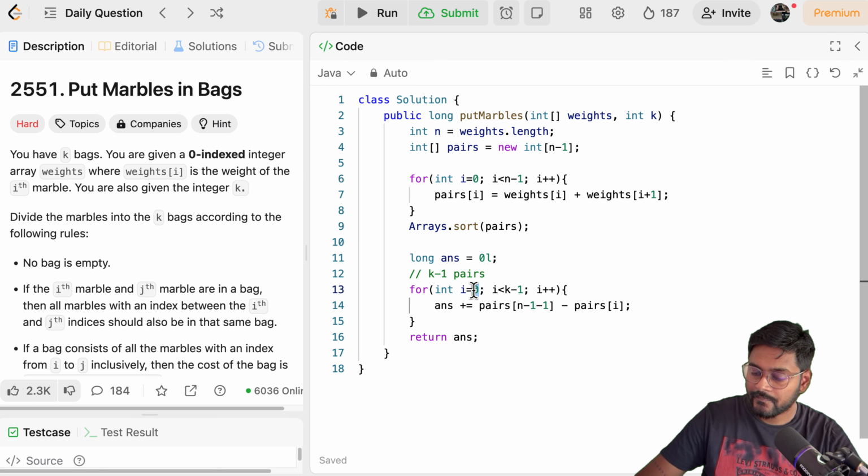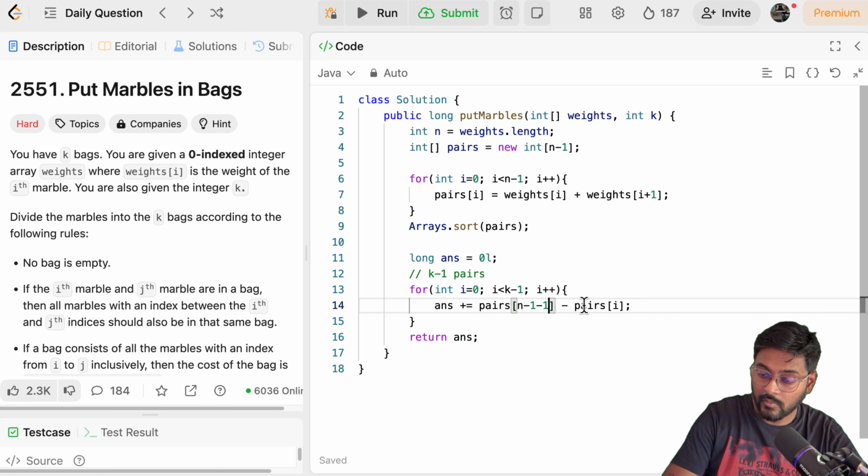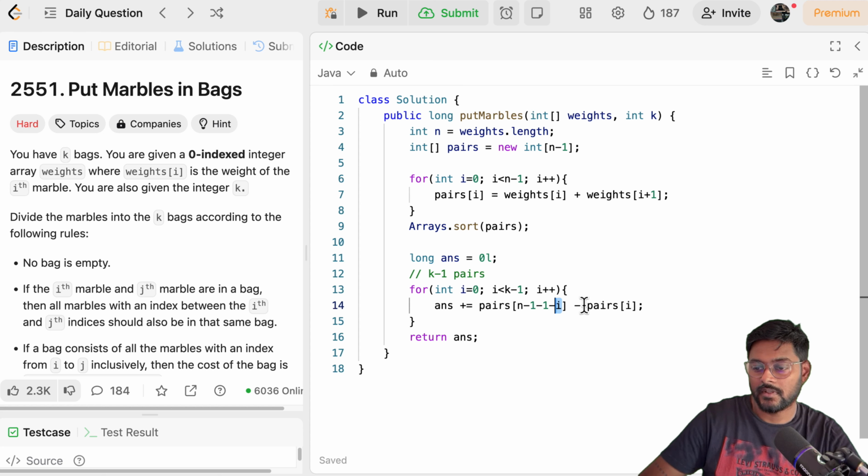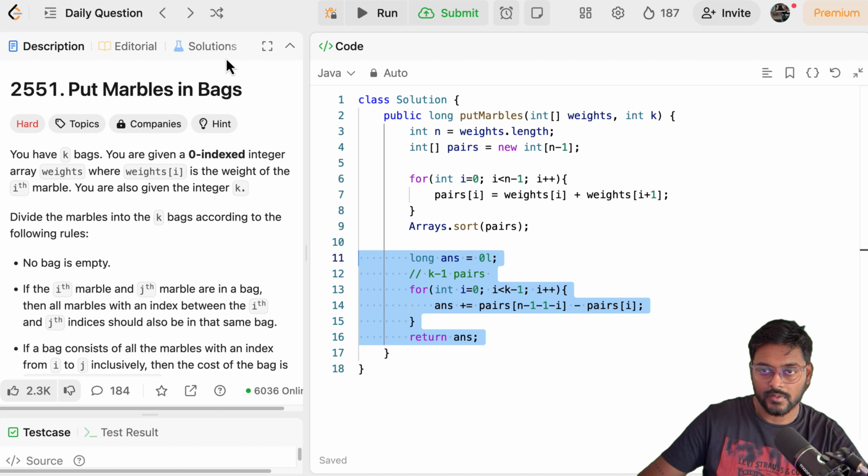See, for i equal to 0, I need to pick the last element, and for i equal to 1, I need to pick the second last element. For i equal to 2, the third last element, like this. So here I'm picking k minus 1 elements from the starting. Now this answer will ultimately give me the maximum score minus the minimum score, because the maximum score is made up using the maximum pairs and the minimum score is made up using k minus 1 minimum pairs. So this is something you should understand, otherwise this problem is very easy.